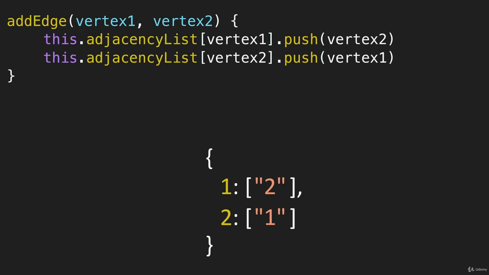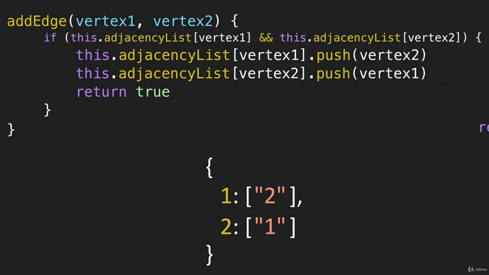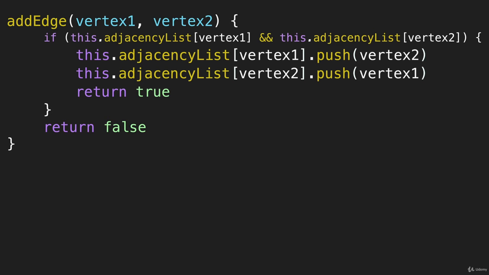But one of the things you can't do is create an edge between vertices that don't exist. So if you try to add an edge between 1 and 3, that's not going to work because we don't have a vertex with the value of 3. So we'll wrap this in an if statement like this. And we have to make sure that vertex 1 and vertex 2 actually exist. And then we can do those two other steps to actually push those values into those arrays. And then inside of the if statement, we'll say return true. Otherwise, we're going to return false.